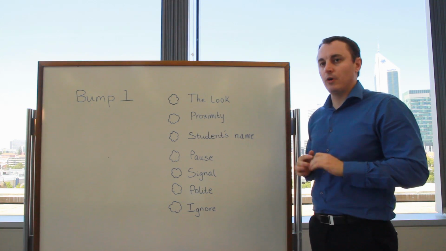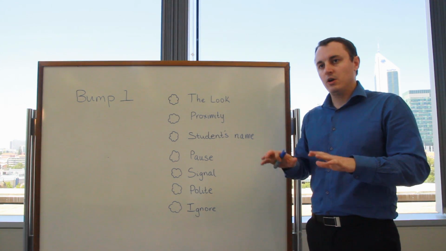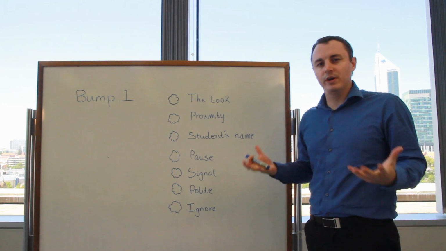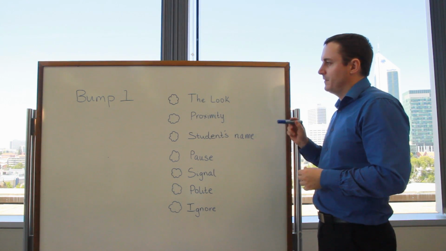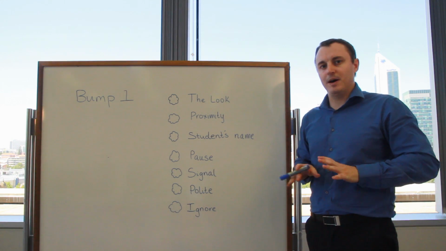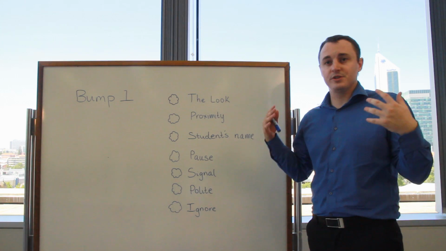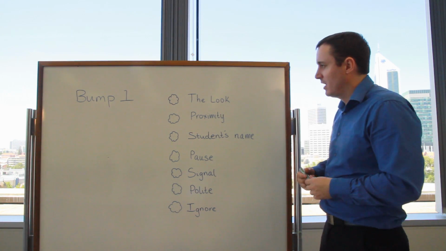Bump 1 is what we call low-key responses, generally for low-key behaviours that typically are more distracting or annoying than serious. It's the very first one, and generally the idea with the bump method is we do the minimum required to control students so as not to distract the rest of the class.